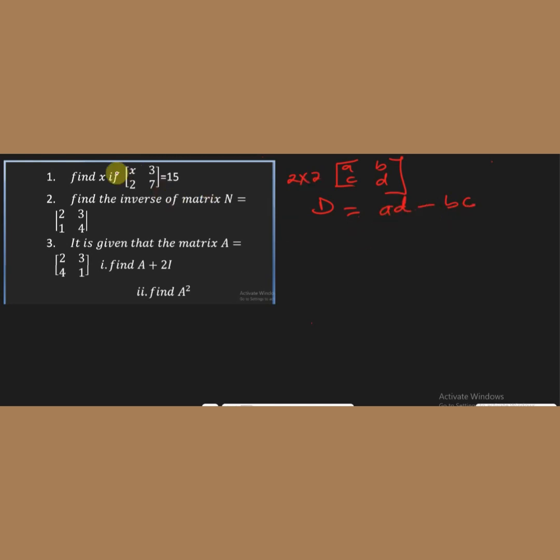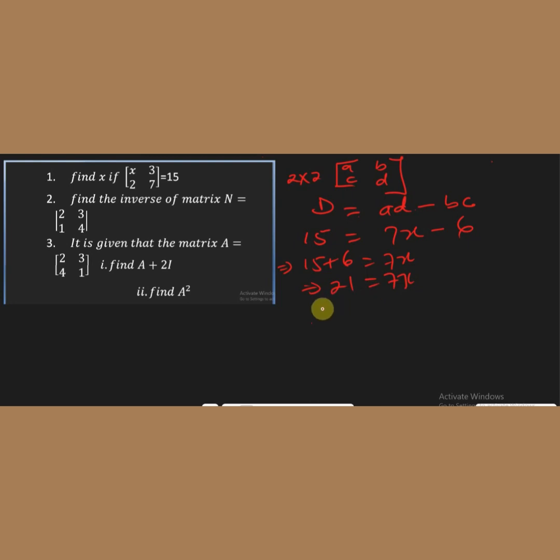So I'm going to apply this to find the value of x in this first question. The determinant is 15, so 15 is equal to 7 times x, which is 7x, minus 3 times 2, which is 6. Collecting like terms, this becomes 15 plus 6 is equal to 7x. Remember that when a sign crosses the equal sign, the sign changes. So it's minus 6 here, and it becomes plus 6 when it crosses the equal sign to meet 15. So 15 plus 6 gives me 21. 21 is equal to 7x.